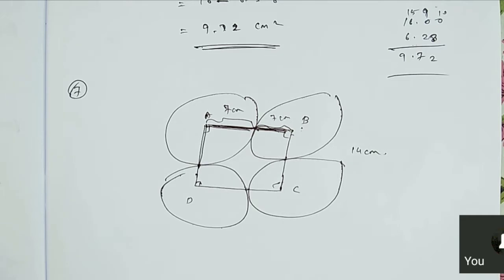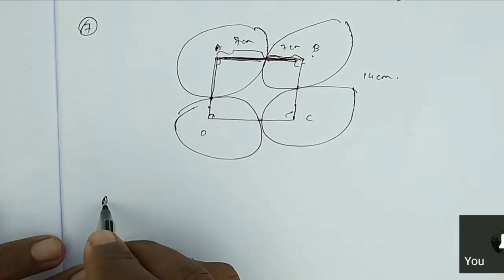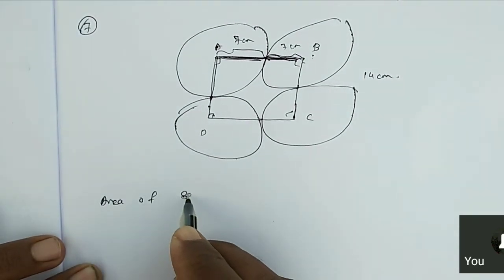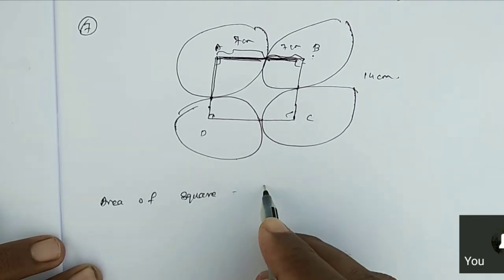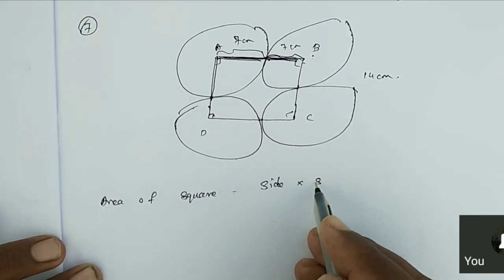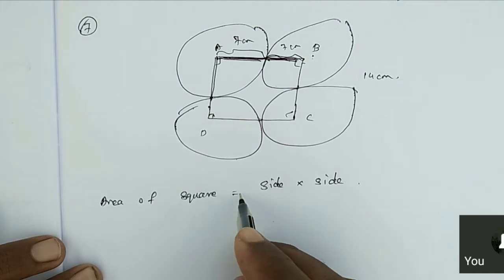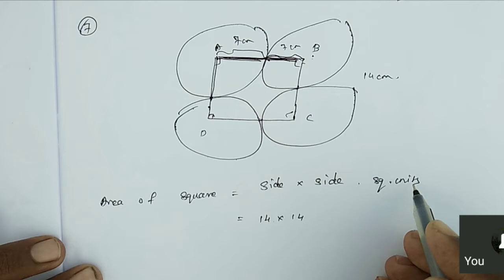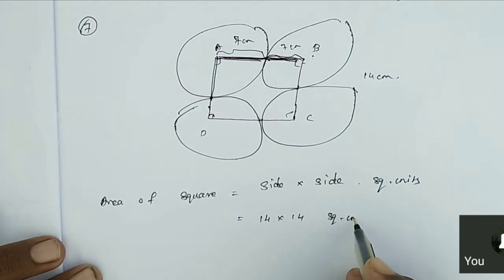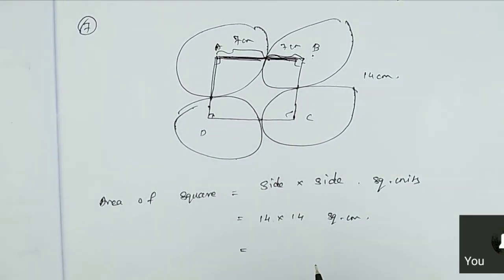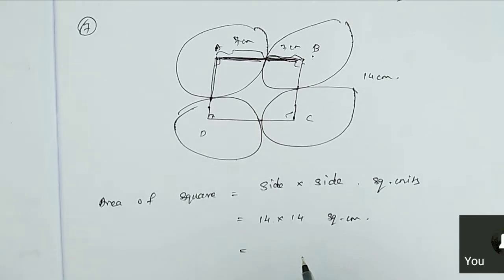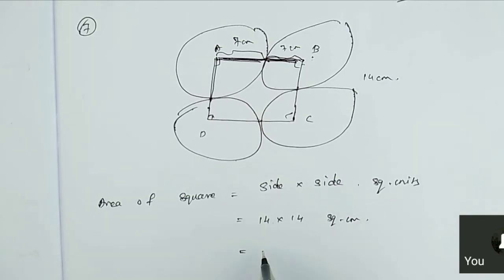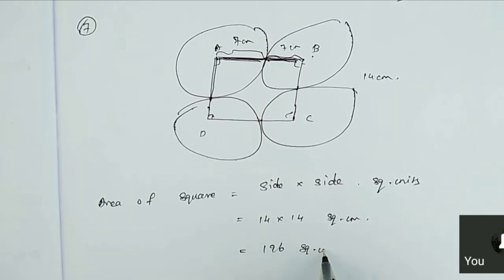Now we can find the area of the square. The area of the square is equal to side into side. So what is the side here? 14 into 14 square centimeter. What is 14 into 14? Very good, 196 square centimeter.